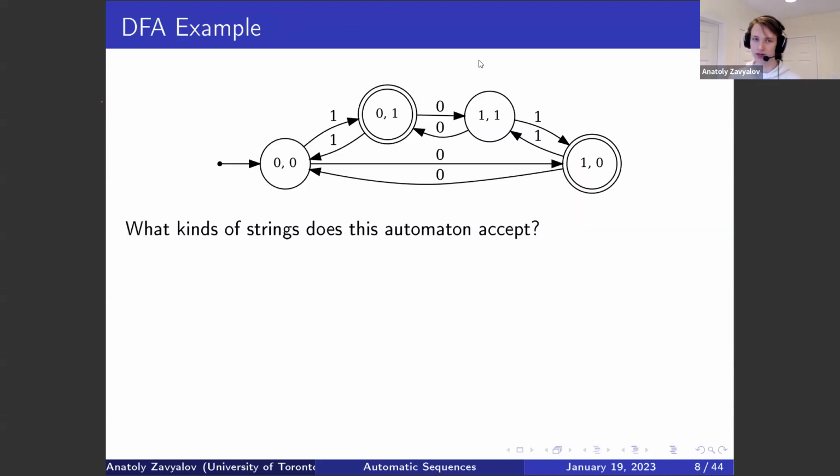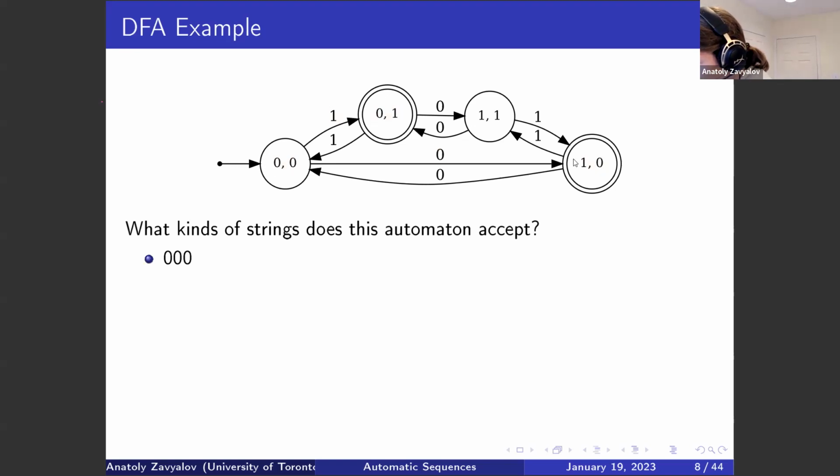So let's just briefly take a look at a simple example. Here we have an automaton of 4 states. It has a lot of different cycles. But we want to determine what kind of strings we can put into it such that this automaton accepts those strings. So if we look at, say, 0, 0, 0, we start off at this initial state over here.